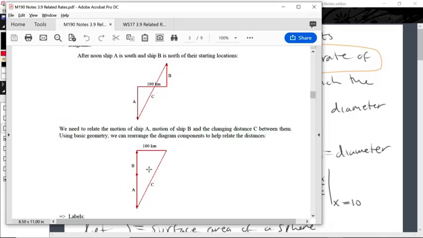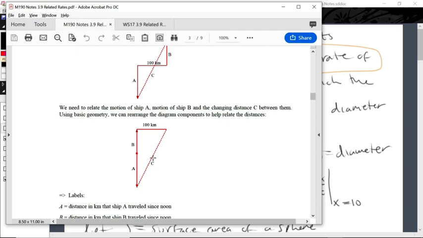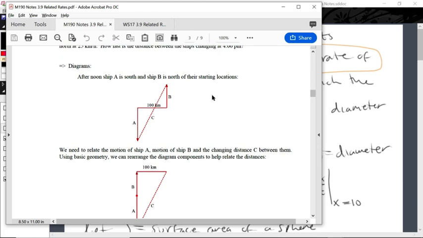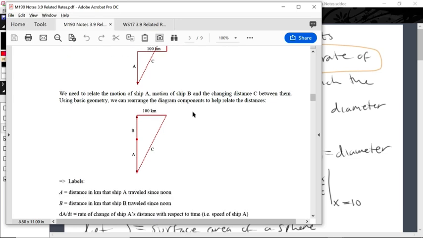So that's what I've done here. In this case, I've moved this length to here, and this is the 100 kilometers. So we have a right triangle. Now we can see that the sum of the distances that they've traveled, A and B, makes up one leg of the triangle, and 100 kilometers makes up another leg. So we can relate C to the other two sides by the Pythagorean theorem. But we're not just trying to find the length of C. What we really want to know is how fast C is changing at the instant that it is 4 p.m., that is, when time is equal to 4 hours.